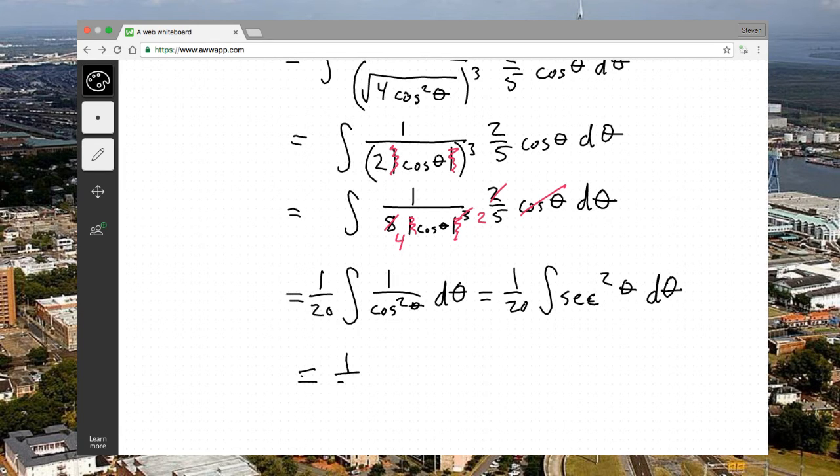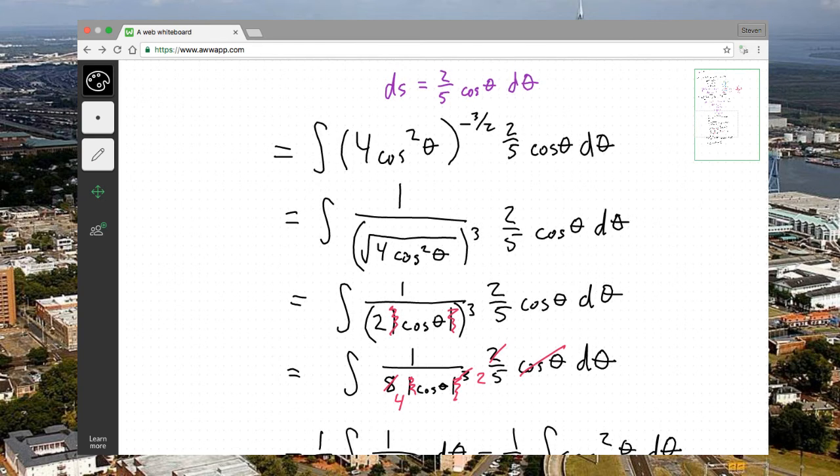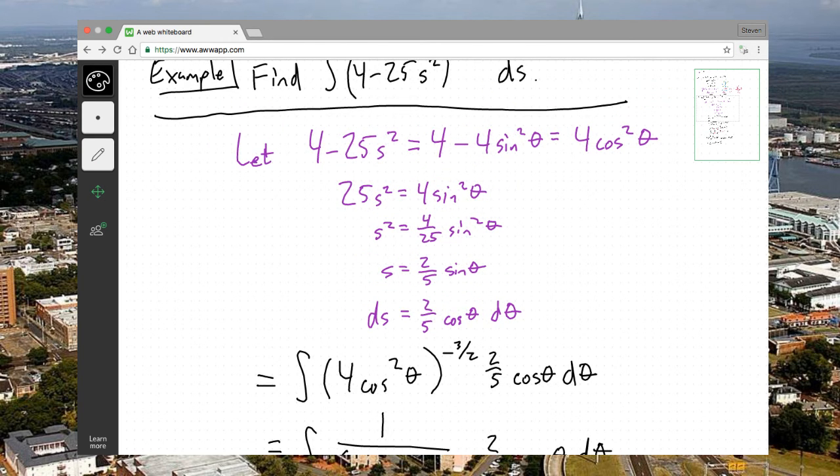So we got 1 over 20 tangent of theta plus c. But then we have to remember, theta is something that I made up. I made up that tangent way up here. The theta was made up right here. S is equal to 2/5 sine of theta. That's my theta. I need to get back in terms of the S.